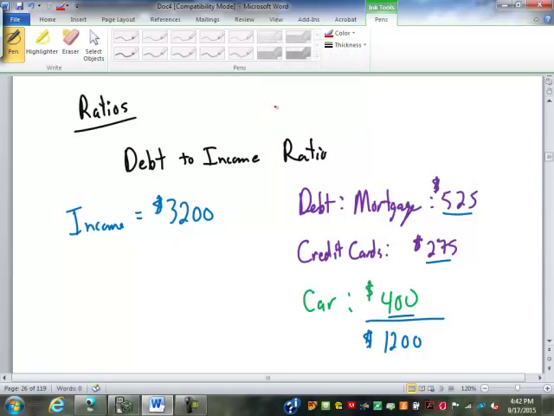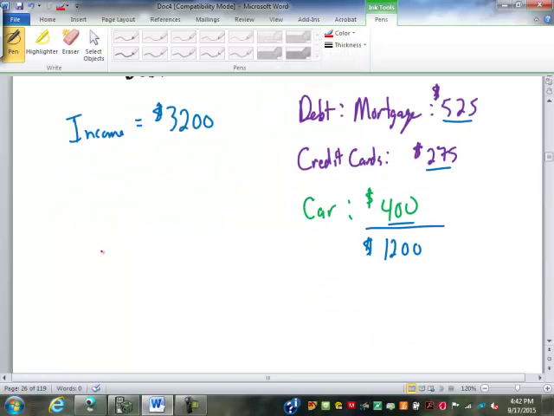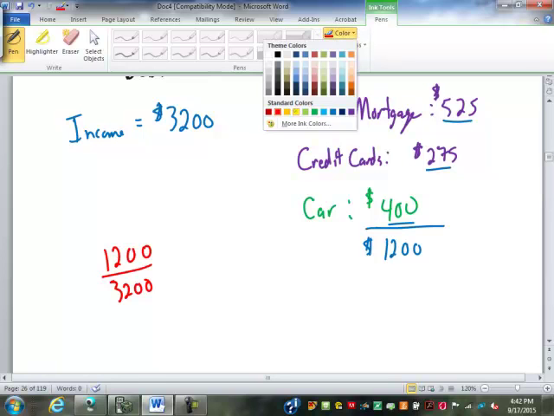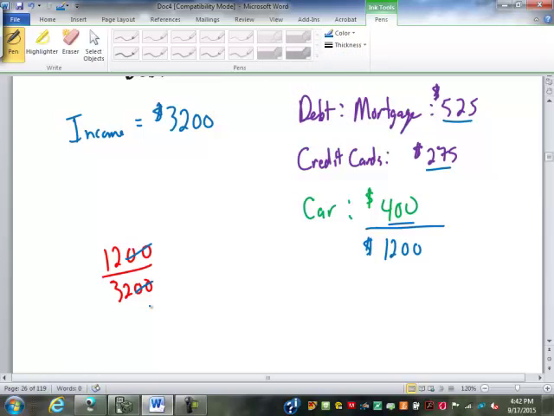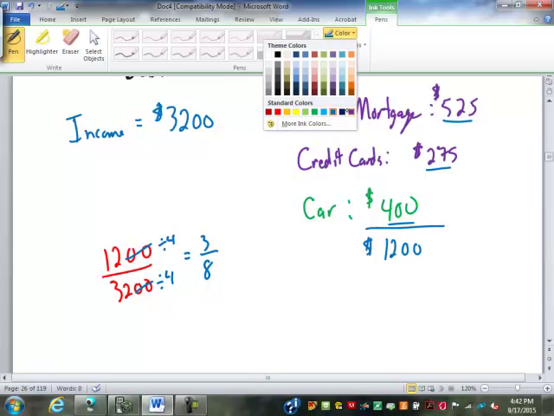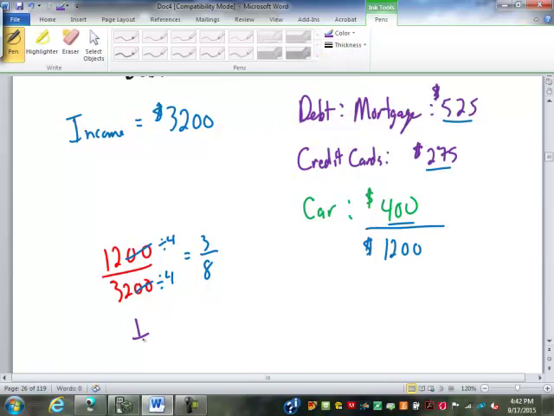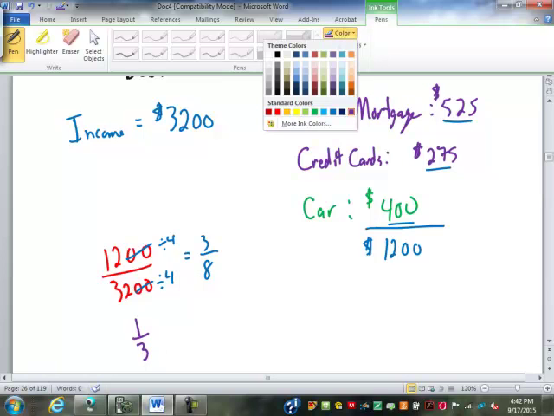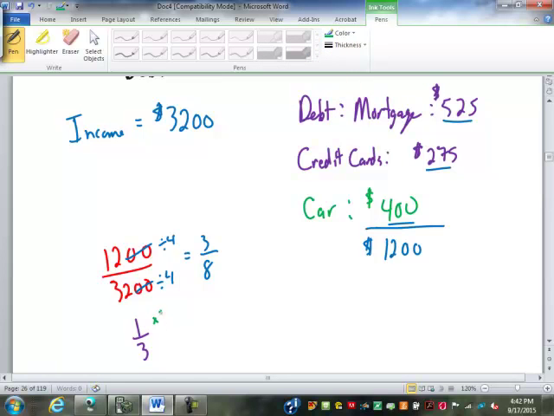So that would make your debt to income ratio $1,200 over $3,200. Now I didn't put the dollar signs on there because they're going to cancel out. I can divide by 100 to make it 12 over 32. I can still divide by 4 to make that 3/8. Now, they want your debt to income ratio to be less than 1 out of 3, 1 to 3. To compare that to the 3/8, I'm going to multiply by 3 on top and bottom. That'd be 3 to 9.